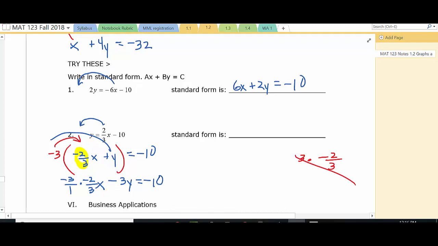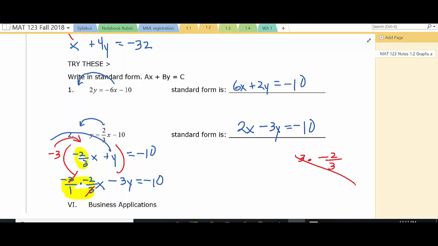Now, we're almost done. So what is this thing right here going to become in your head? 2. It's 2, isn't it? Okay, because those cancel out, right? Then you have a negative times a negative to give you 2x. So that would be 2x minus 3y is equal to negative 10. Okay, that's how you rewrite that in standard form. You could do it in more steps if you wanted to. You can get rid of that fraction right at the beginning if you want to.